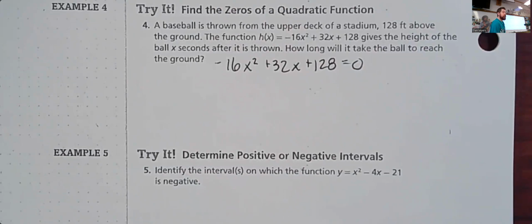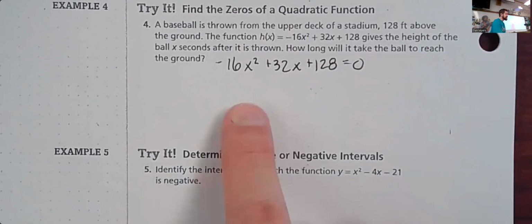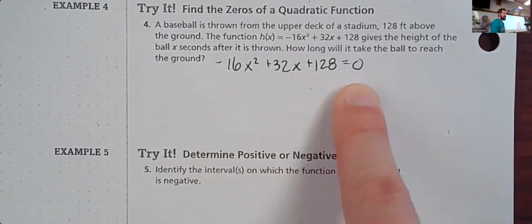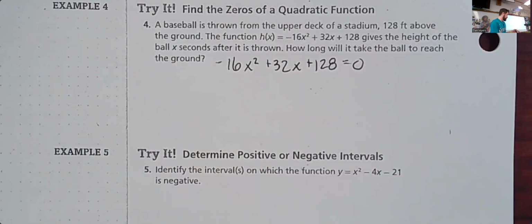Because we're trying to figure out how long it takes x for the ball to reach the ground, which is a height of 0. First thing we should always look for before we even start factoring? A GCF. Is there a GCF here? If so, what is it?